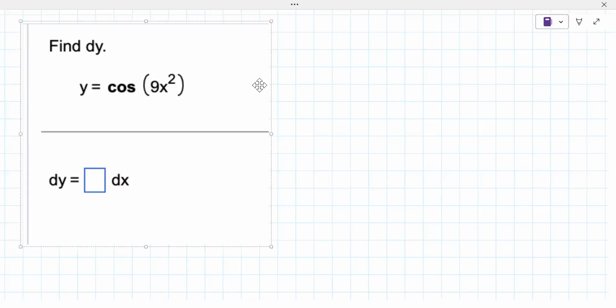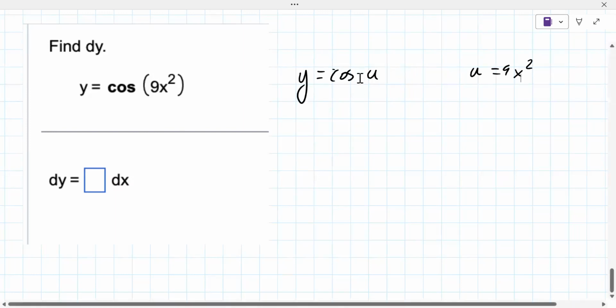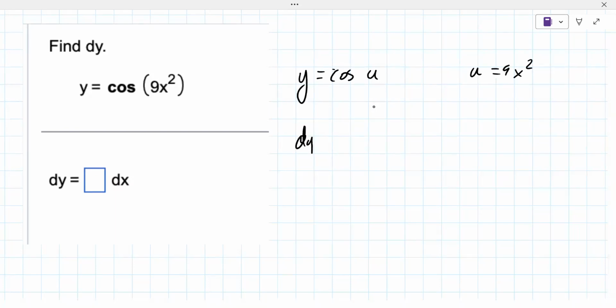All right, so the derivative here is a u substitution. So y is equal to cosine of u, and u is 9x squared. So it's a chain rule, where u is the inside part. You start by taking the derivative of the outside part. What's the derivative of cosine? I'm pretty sure it's negative sine, right? Negative sine u times u prime. And then what is u prime? 18x. Good.